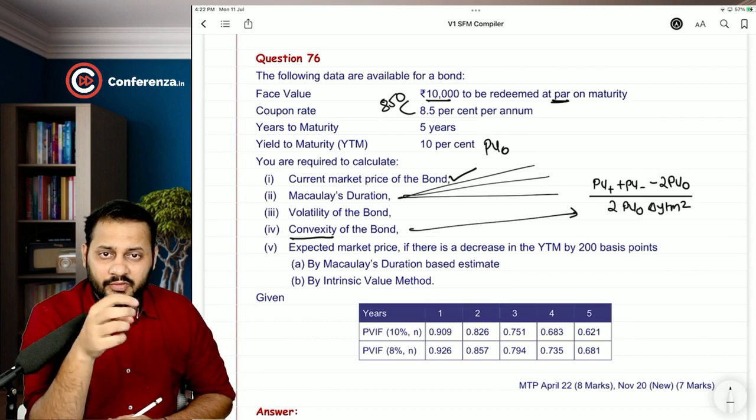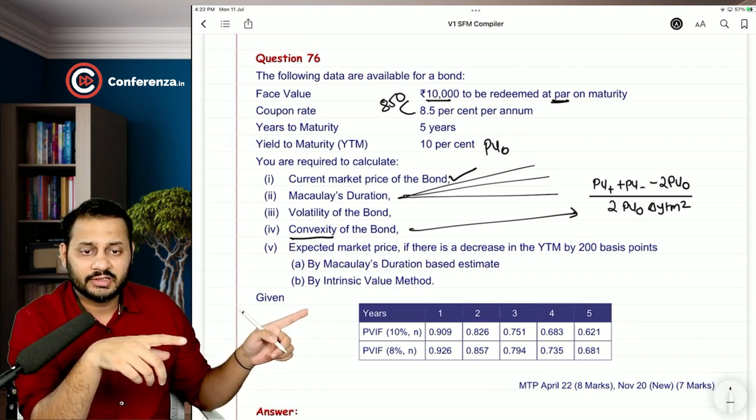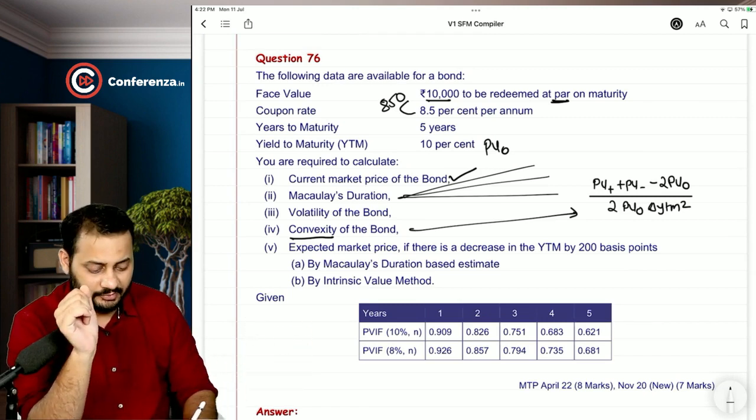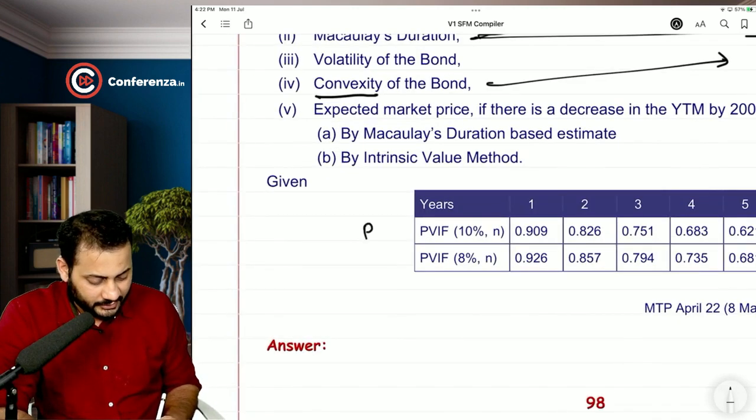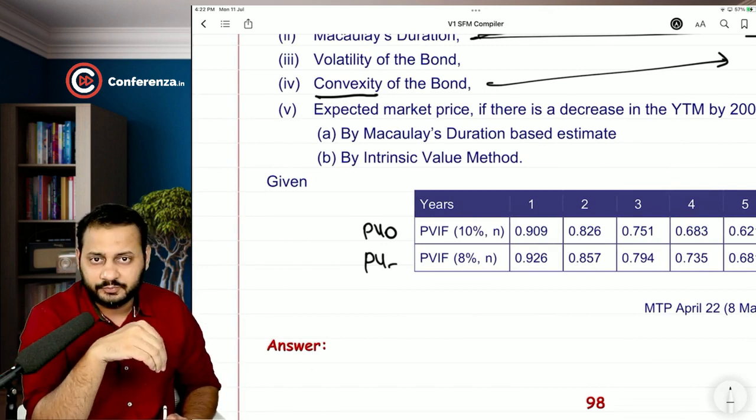Okay. But if you see in this question, there is nothing like PV plus or PV minus or any other hint given. But you can see one thing that is given in the question is present value factor at 10% and present value factor at 8%. So 10% is the PV0. At this 10% we can calculate PV0. At this 8% we can calculate PV minus because the YTM is reducing.